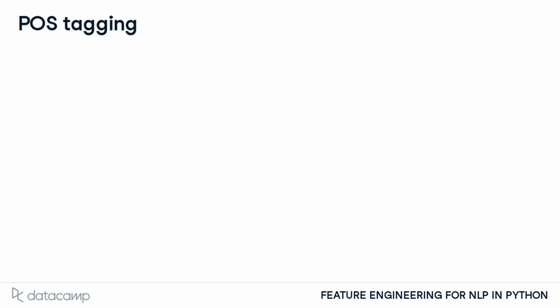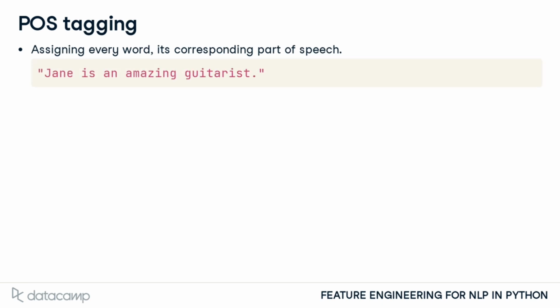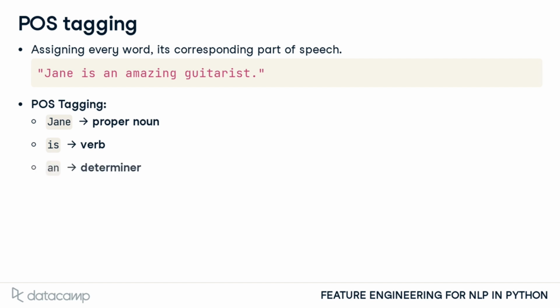So, what is POS tagging? It is the process of assigning every word or token in a piece of text its corresponding part of speech. For instance, consider the sentence, "Jane is an amazing guitarist." A typical POS tagger will label Jane as a proper noun, is as a verb, an as a determiner or an article, amazing as an adjective, and finally, guitarist as a noun.